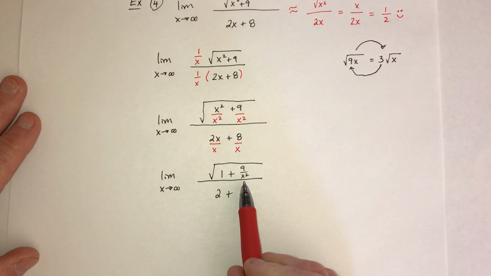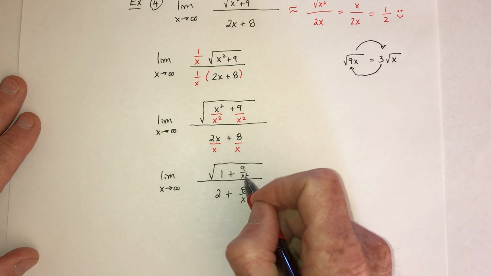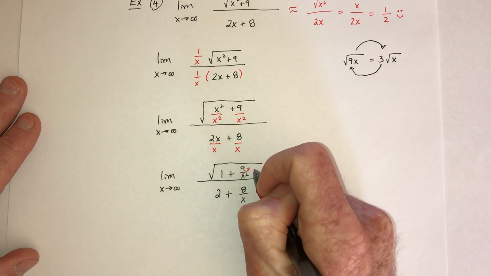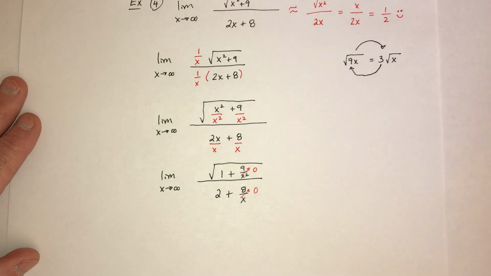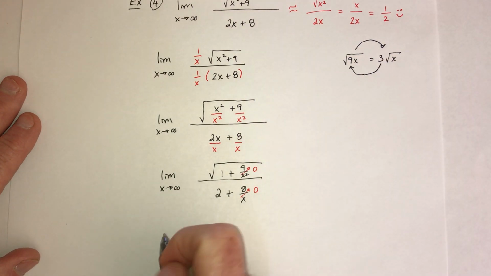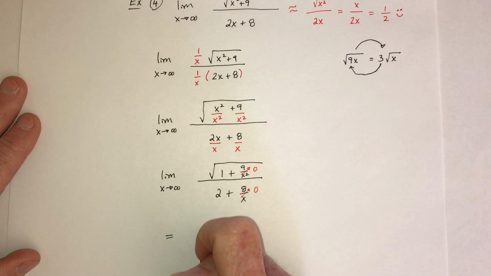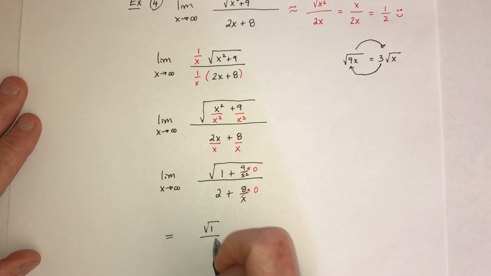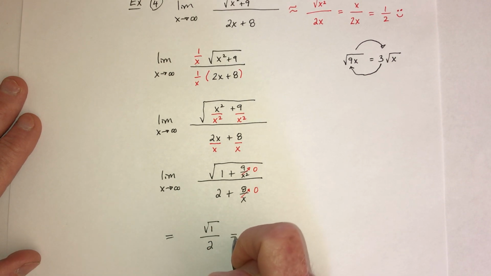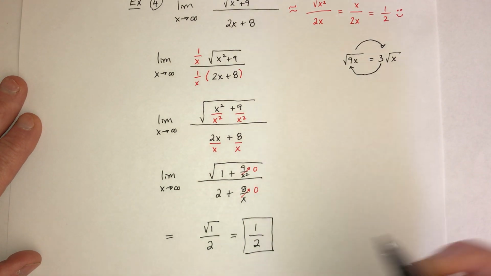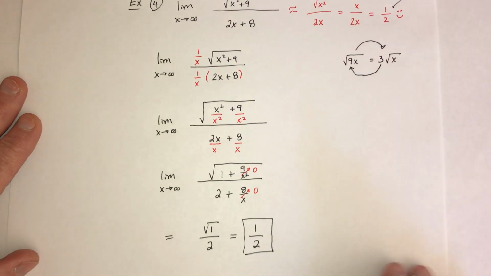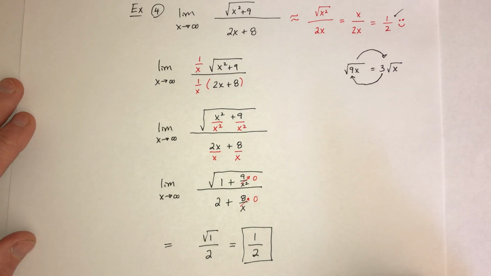And just like with the last one, if something has an x in the denominator, a 9 divided by infinity is so small it counts for 0. And the same thing right here. So that means all that's left on the top is the square root of 1. All that's left on the bottom is a 2. So my estimate earlier was correct. The answer equals 1/2.